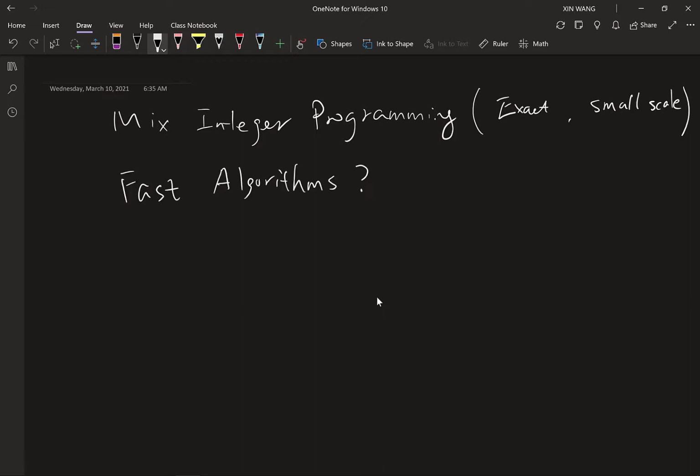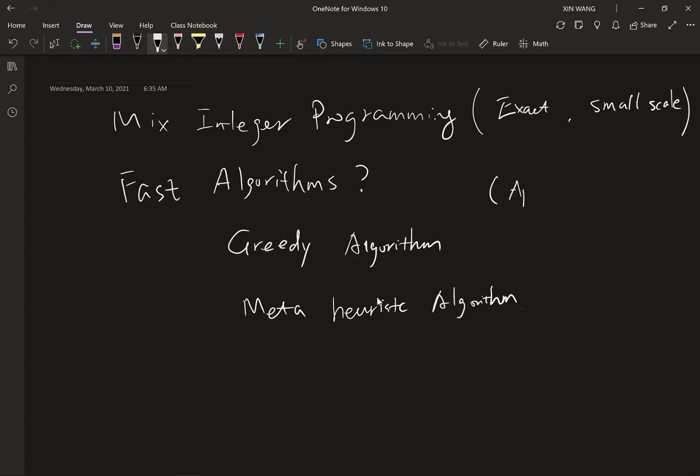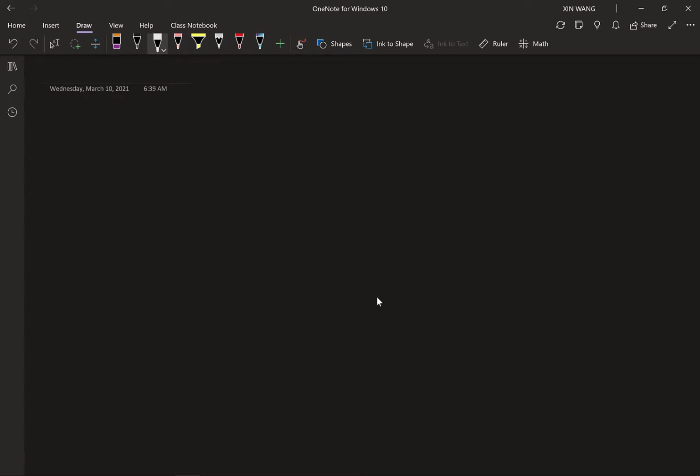In particular, we will focus on a greedy algorithm and a meta-heuristic algorithm. Both of these two algorithms we discuss today provide an estimation of the solution. So their solution is approximate, and they can handle very large scale. Okay, so let's start from the greedy algorithm.